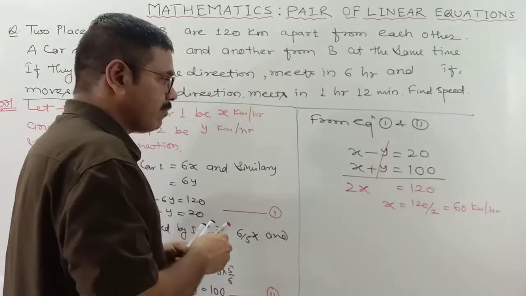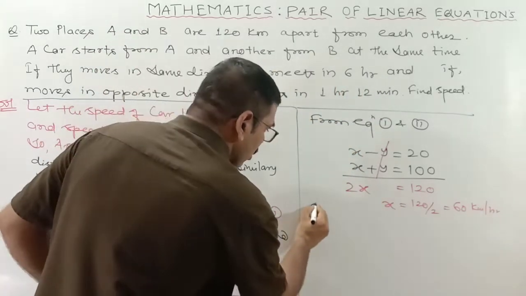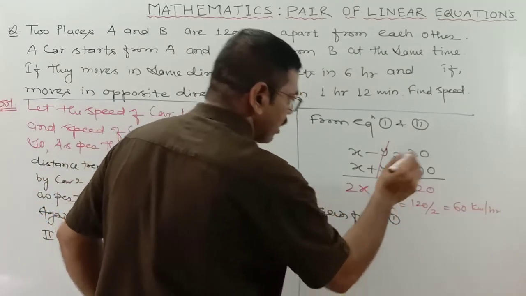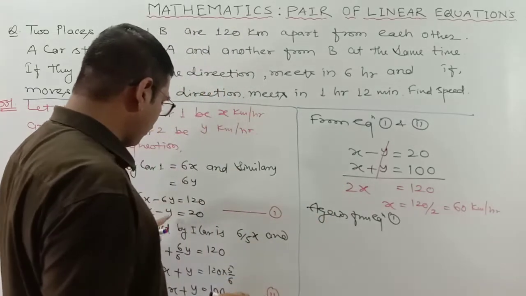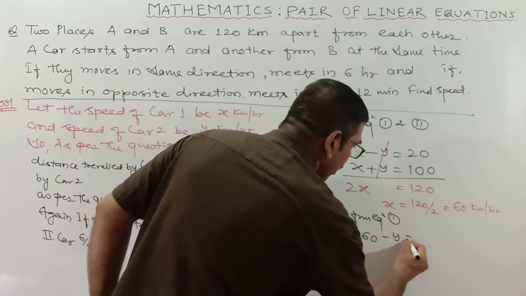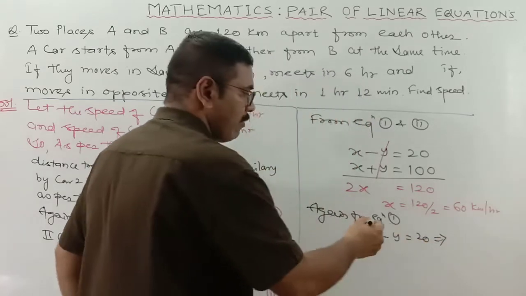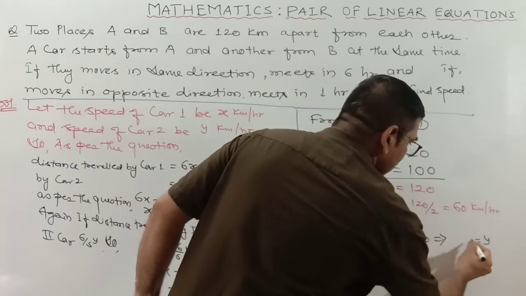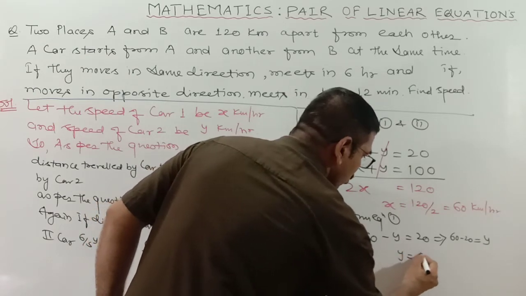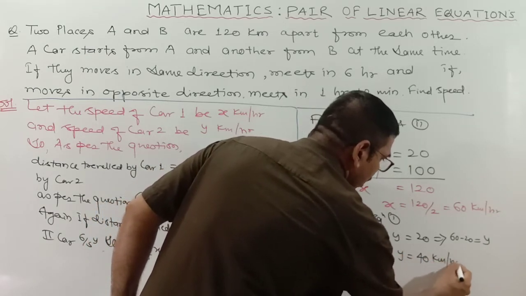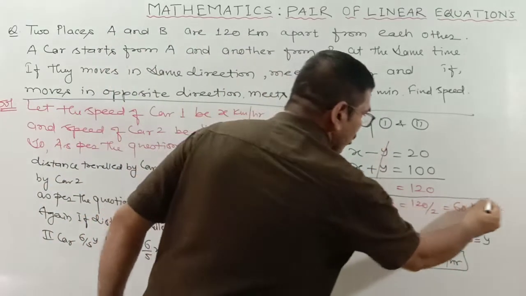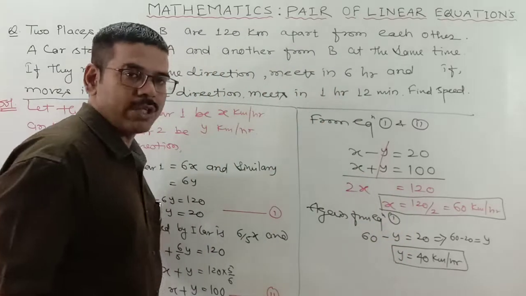Okay, again from equation 1, let us put it in. Suppose it is x minus y is equal to 20. So x means 60 minus y is equal to 20. So y will shift there, it will become 60 minus 20. Y is equal to 40 km per hour. Is there any doubt? X is 60 km per hour and y is 40 km per hour.